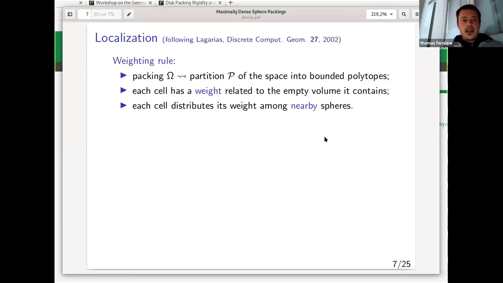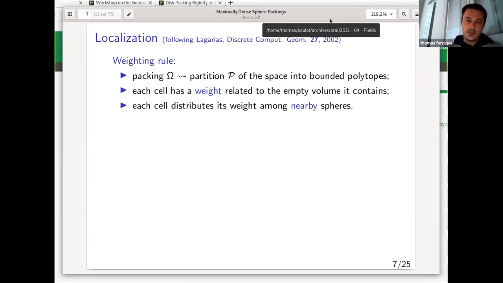So it's what I would like to formalize today. I'm more or less following a paper by Lagarias in 2002. I'm a bit less formal, but you can refer to this paper. It's a good work of Lagarias to present the proof of Thomas Hales and Samuel Ferguson of the Kepler conjecture.